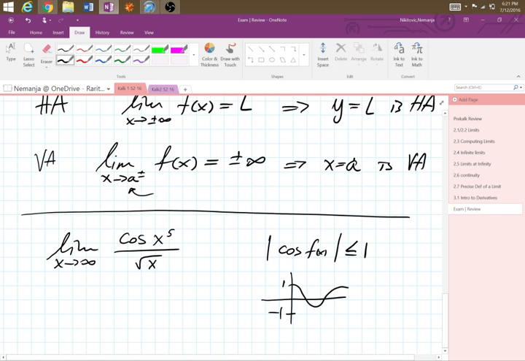So the value of the numerator never exceeds 1, and the value of the denominator is going to go to infinity because the square root of infinity is infinity. So in the long run, we have just 0 here as the answer. Because technically what you have is 1 over infinity. Does this make sense? Awesome. Next question.